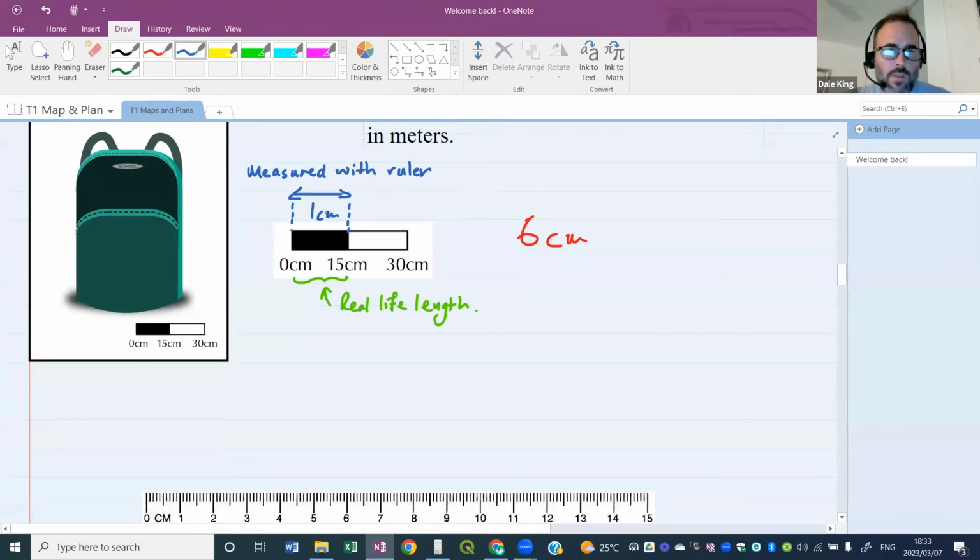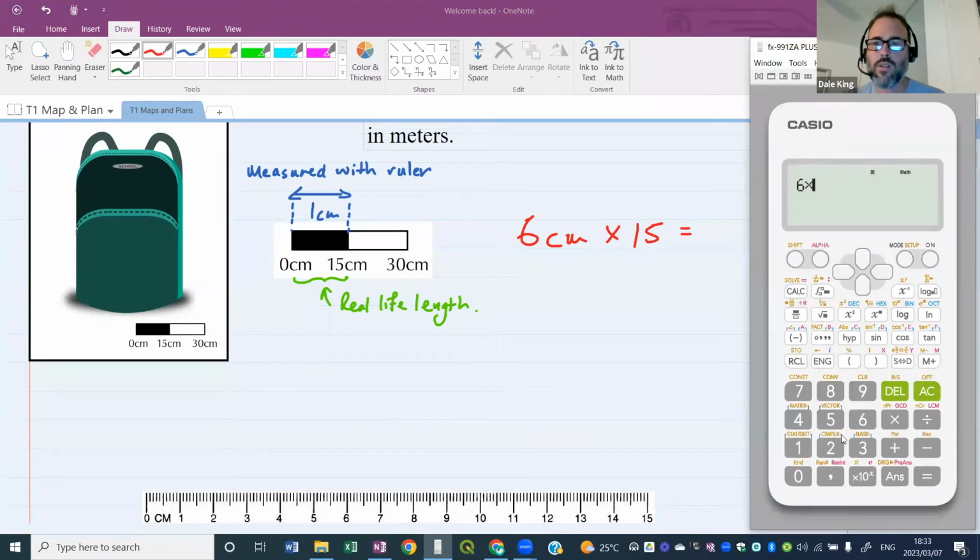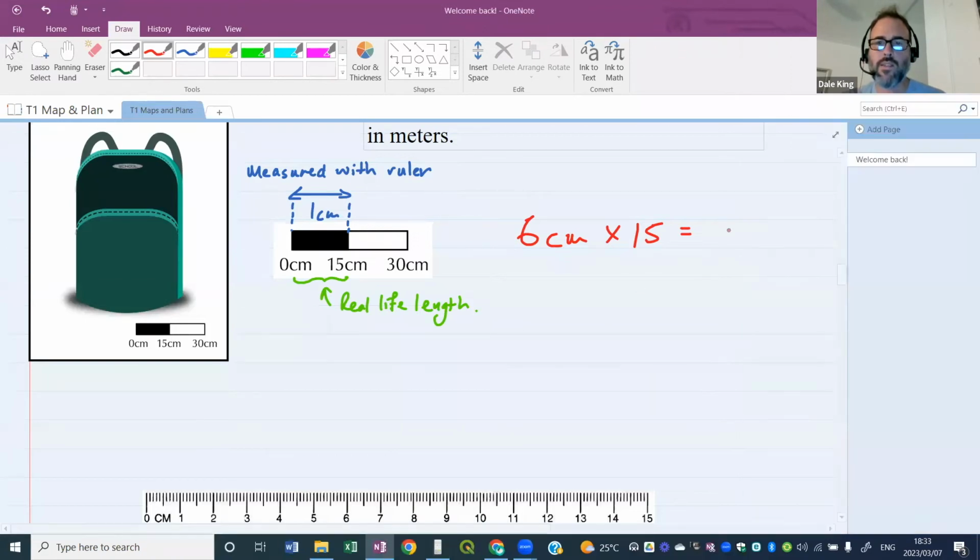So if 1 centimeter on your ruler gives you 15 centimeters in the real world, what will 6 centimeters on your ruler give you in the real world? Well, every 1 gives me 15. So what do I do to the 6? I need to times it by 15 because every 1 centimeter is 15 in the real world. Okay, so I times it by 15. Let's use the calculator, get it to do the work for us. 6 times 15 is 90. So this bag is exactly 90 centimeters long in the real world because it's 6 centimeters long in my diagram.